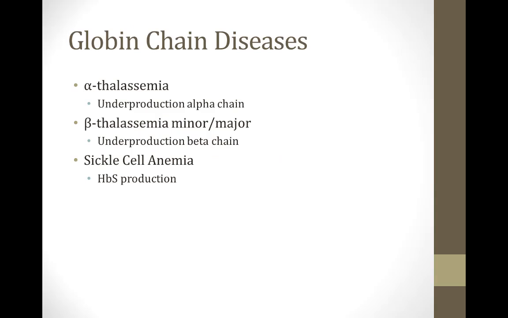There are a number of globin chain diseases, and I won't get into these in detail, but I'll just quickly review them here for you. Alpha thalassemia is when you have underproduction of the alpha chains. Beta thalassemia, minor or major, is when you have underproduction of the beta chains. And then sickle cell anemia is when you have an abnormal type of hemoglobin created called HbS.